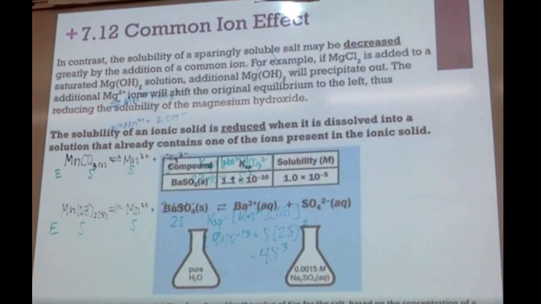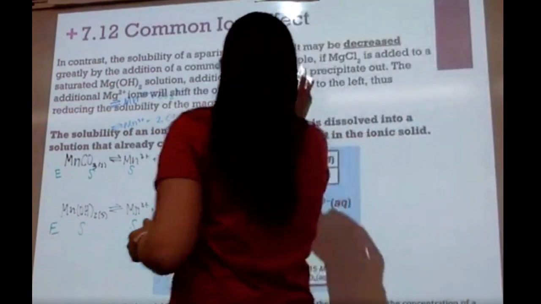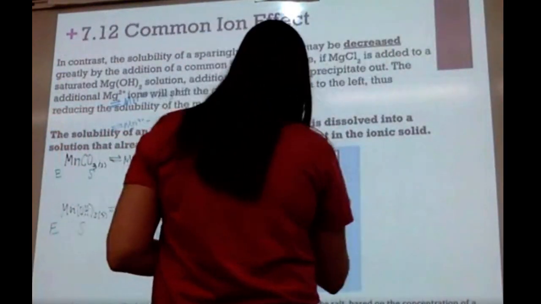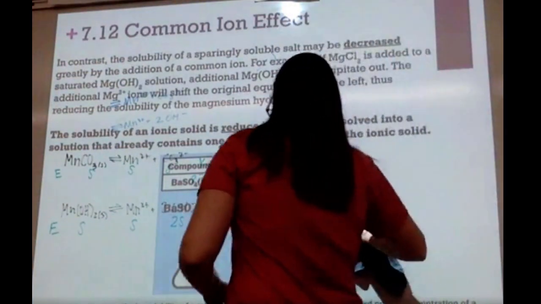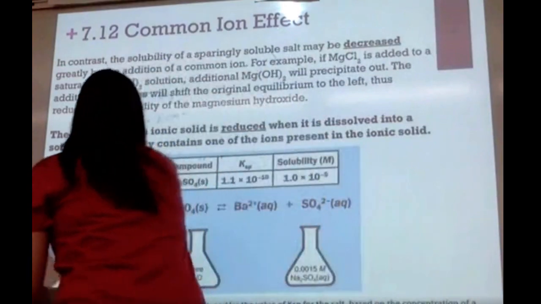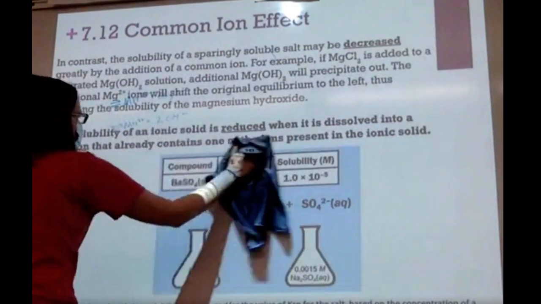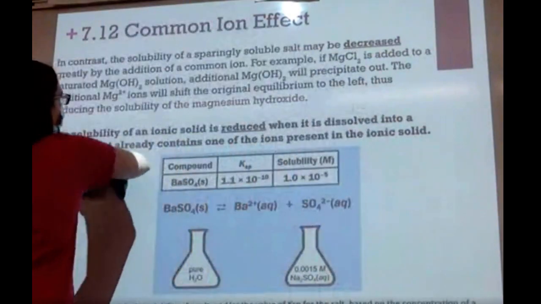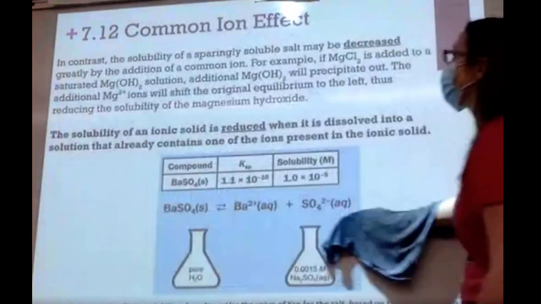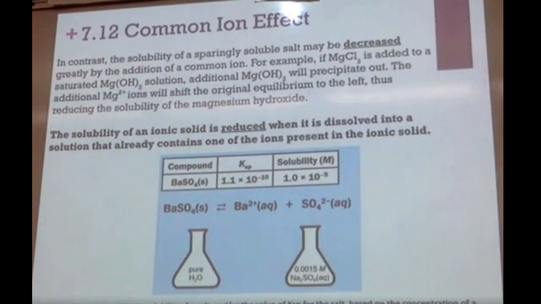So going along with solubility is the common ion effect. And we looked at the common ion effect when we looked at acids and bases as well for Le Chatelier's principle. And then we tied in acids and bases. So the common ion effect is nothing more than an application of Le Chatelier's principle. So the solubility of a salt can be decreased when we add a common ion.